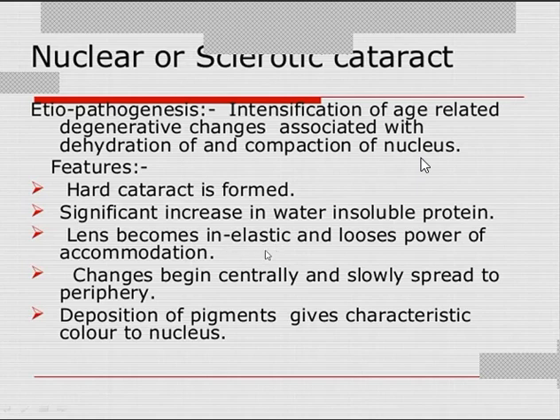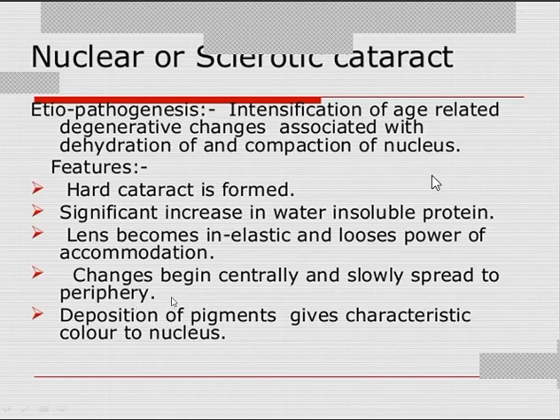During accommodation, the anterior part of the lens will bulge and lead to an increase in the curvature. But when it is inelastic, it cannot move or change the anterior curve, that is the shape of the lens. Then it loses the power of accommodation. Changes begin centrally and slowly spread to the periphery.